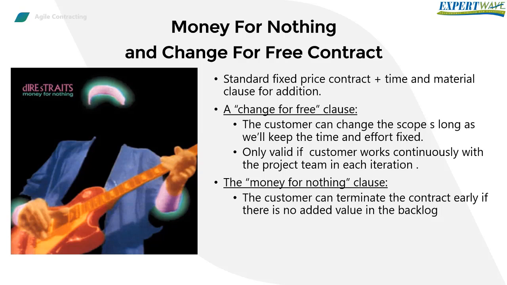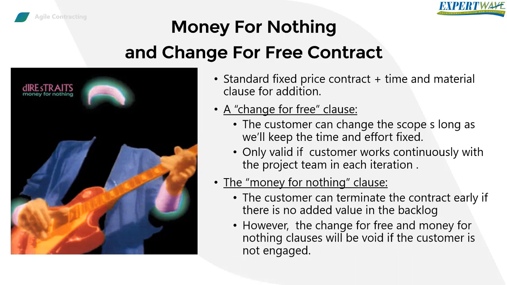The customer will not have to pay extra for work they don't need, and the development company will get compensated for stopping the project early. So our company sort of gets some money for the work they didn't do, and hence money for nothing. However, the change for free and the money for nothing clauses will be void if the customer is not engaged with the product team in each iteration. In this case, the contract returns to just time and material.